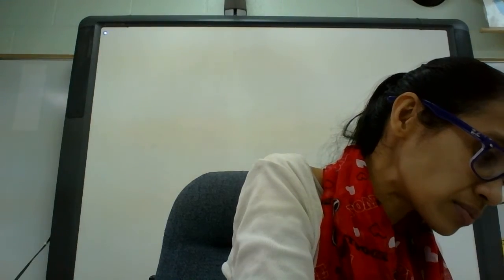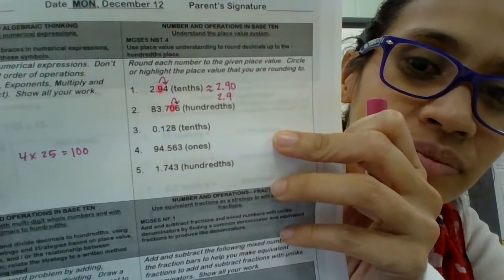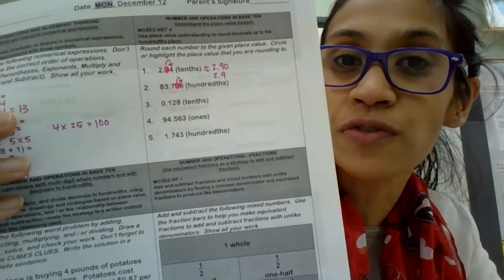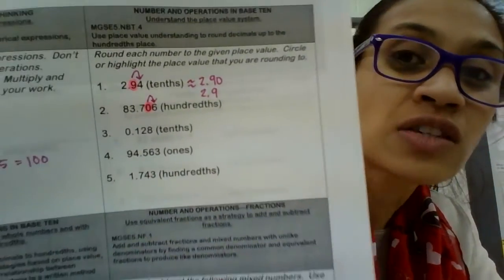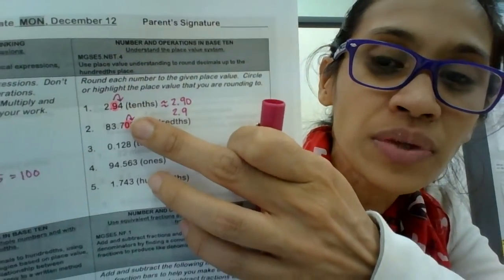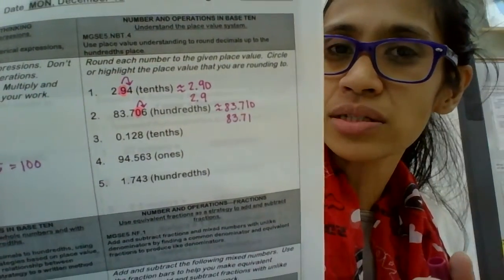So now we look to the right, and what's to the right of that? That is a 6. So is that 6 less than 5 or 5 or more? It's 5 or more, so what happens to that 0? It becomes a 1. It increases by 1. So we have 83 and 710 thousandths. Or you can drop that 0, and we have 83 and 71 hundredths. All right, you think you can do the rest?